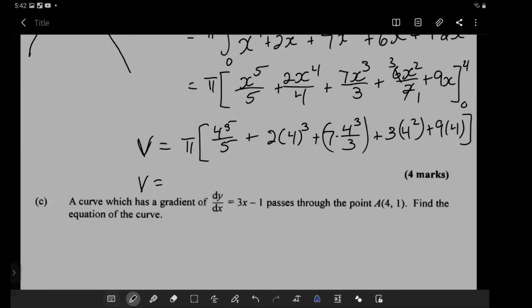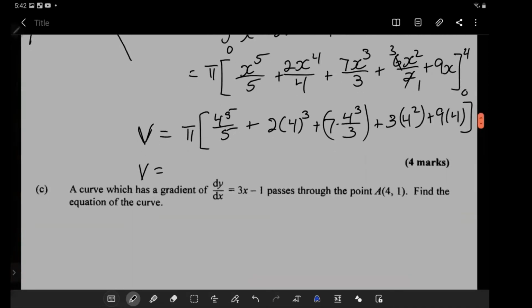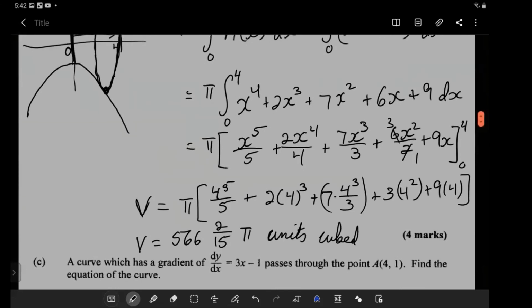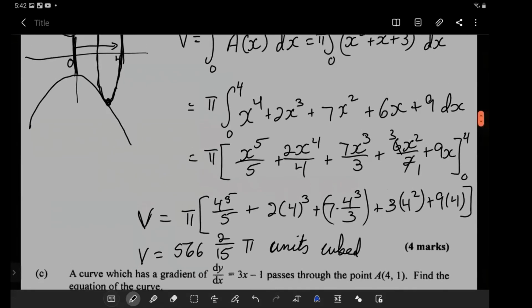The volume would be, right, so you would see this come out to be around 566 and 2 over 15 pi units cubed. Right, so this is our cubic units. And this is the end of our class, our little revision session today. All right, so I will leave the computation to you all. You could verify that for me and let me know in the comment section.